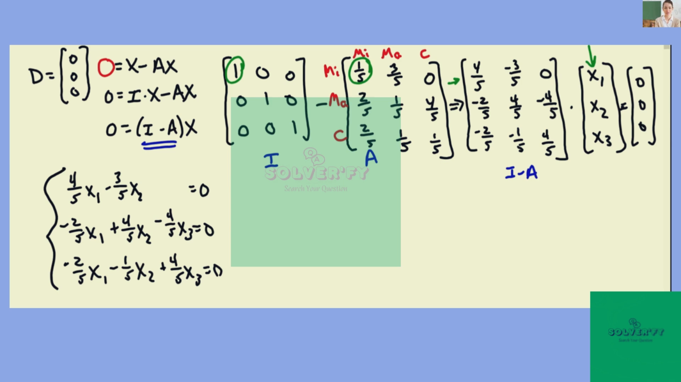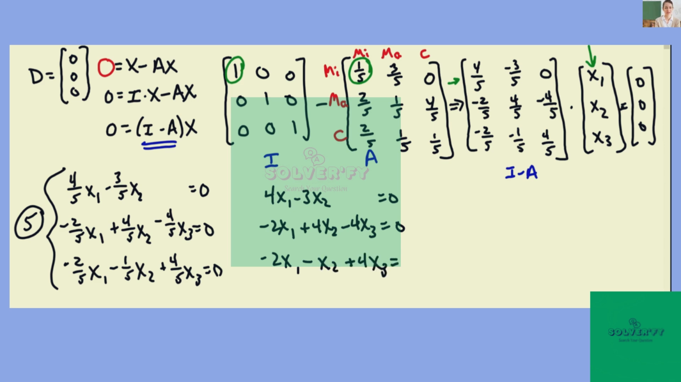Now, before I get into the algebra of this, I'm going to get rid of my fractions. You do not have to do this step, but I find it much easier to do the work and much less likely to make a mistake if the fractions are gone. So I'm going to multiply every single row by 5. That's going to give me 4x sub 1 minus 3x sub 2, and these are all going to equal 0. Negative 2x sub 1 plus 4x sub 2 minus 4x sub 3. And negative 2x sub 1 minus x sub 2 plus 4x sub 3 equals 0.